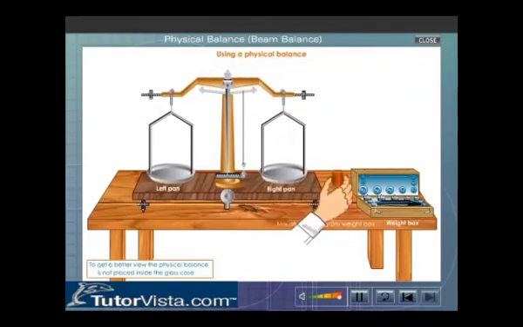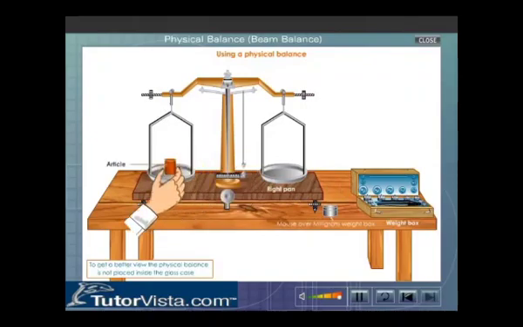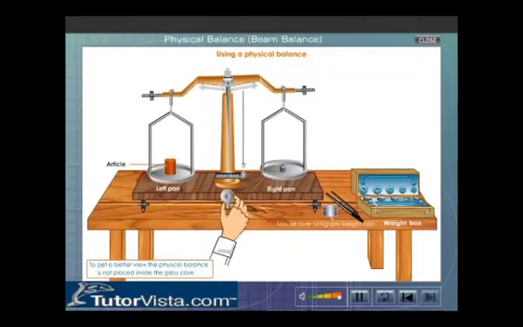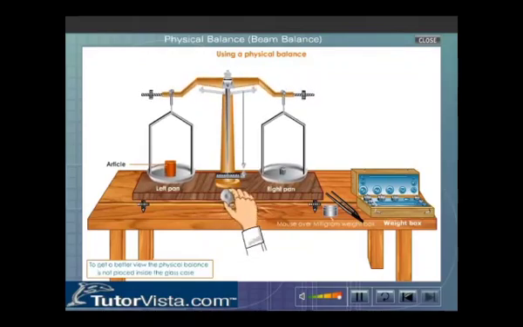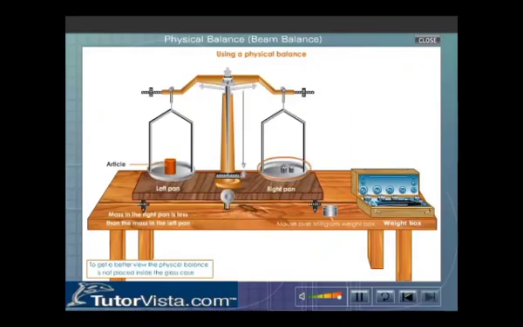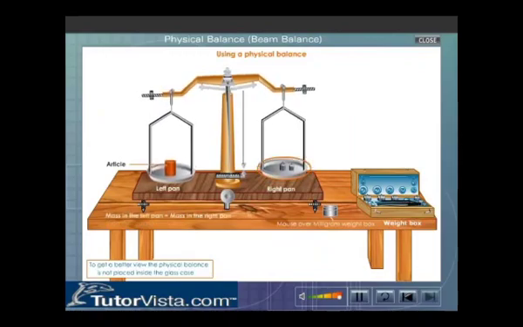Lower the central rod and place the article to be weighed in the left-hand side pan. Place standard weights in the right-hand side pan till the pointer oscillates equally above and below the zero mark when the central rod is raised. Use forceps provided in the weight box. Record the mass placed in the right-hand side pan. This is equal to the mass of the body on the left-hand side pan.